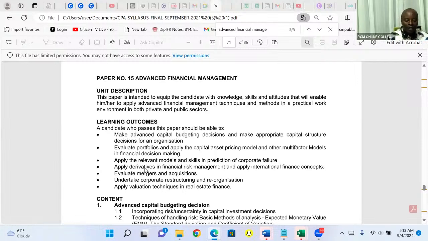We have here apply derivatives in financial risk management and apply international finance concepts. So derivatives, as we shall be seeing later on, these are basically financial instruments that are used to manage risk. All of us would want to have them because, ladies and gentlemen, the environment outside is clouded with lots of risks.